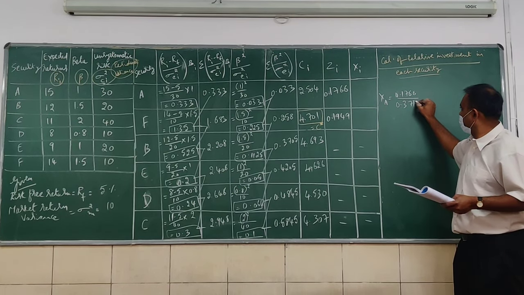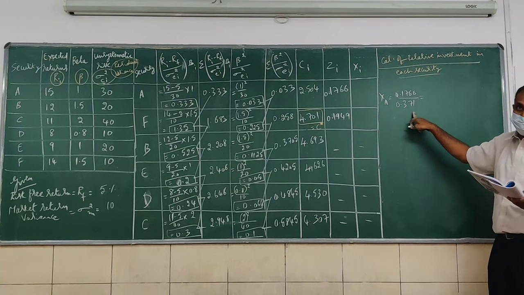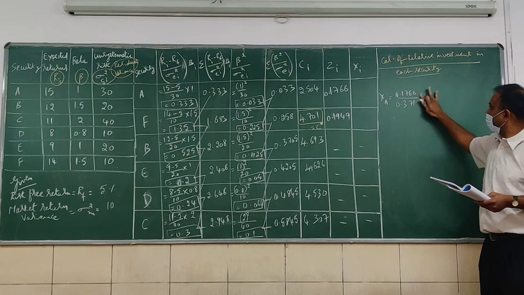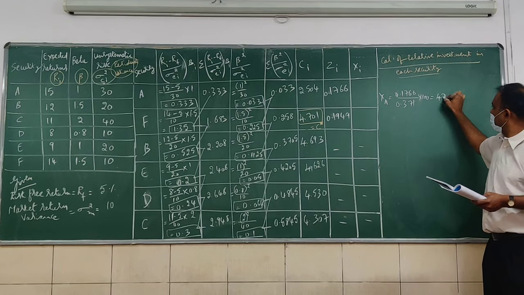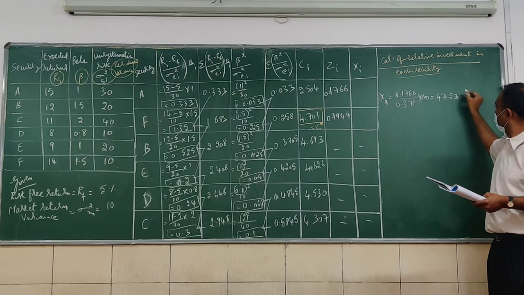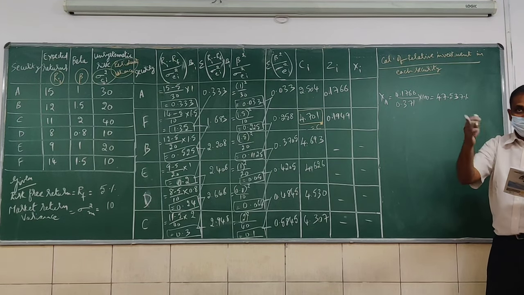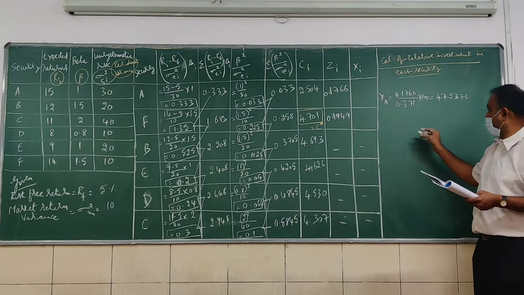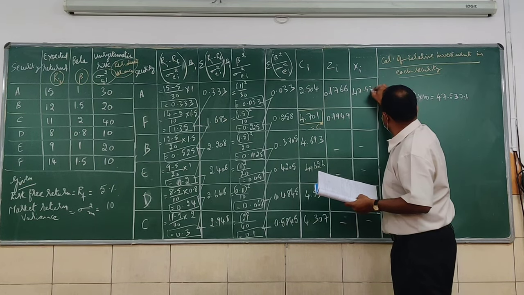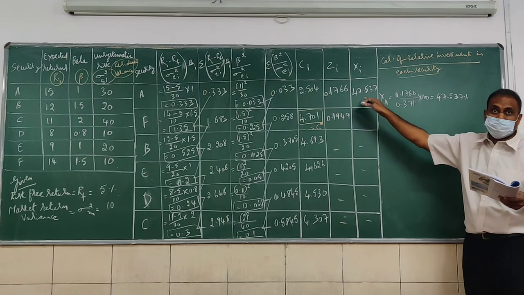Yes, sir. 0.3715. Whatever you have taken, take that. Divide that, multiply by 100. Divide it and multiply by 100. Okay, don't take tension for that. This is the percentage. I have to put this percentage over here. So out of investment total, 47.537% to be invested in A.